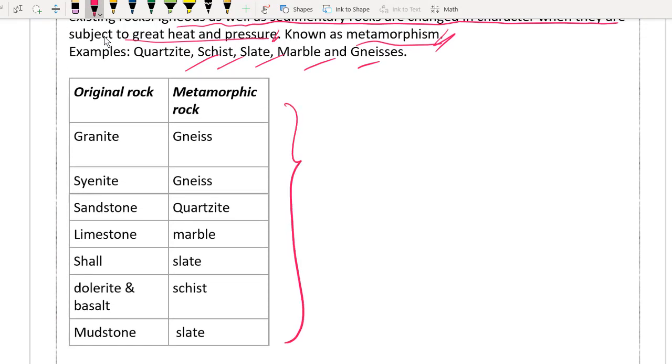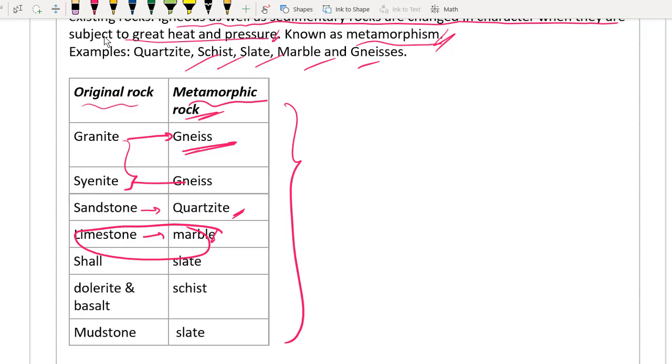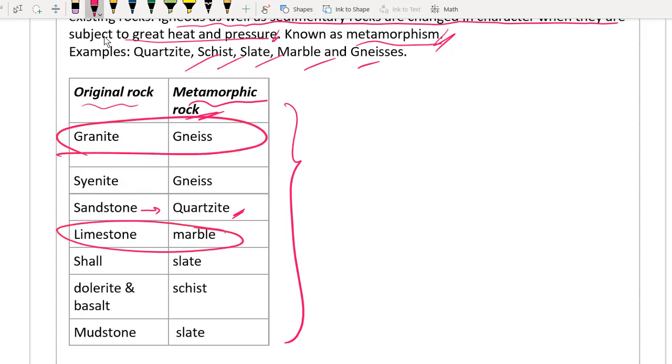This is very important. The question can come: this is the original rock, what is the metamorphic form of it? What do we call the metamorphic form of granite? We call it gneiss. Next we have sandstone. Sandstone becomes quartzite, limestone becomes marble. Again very important, marble is important, right? So at least remember this: granite to gneiss, limestone to marble, sandstone to quartzite.